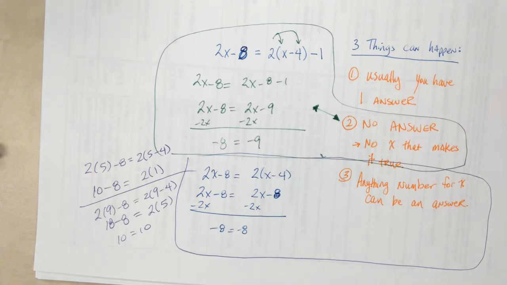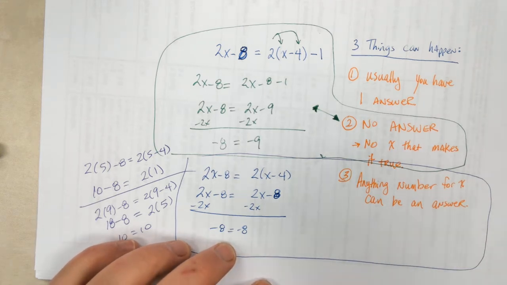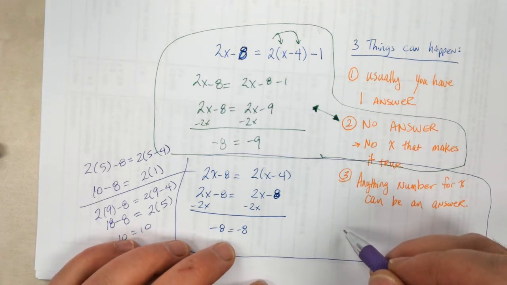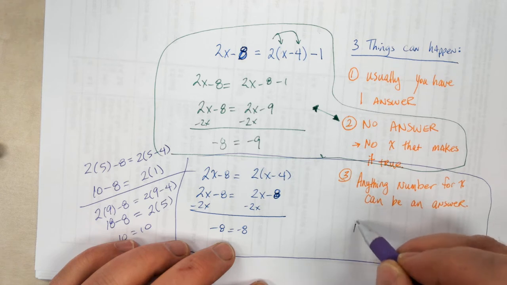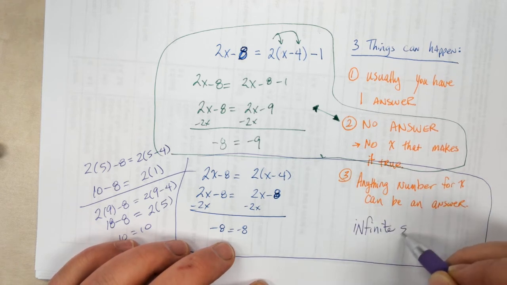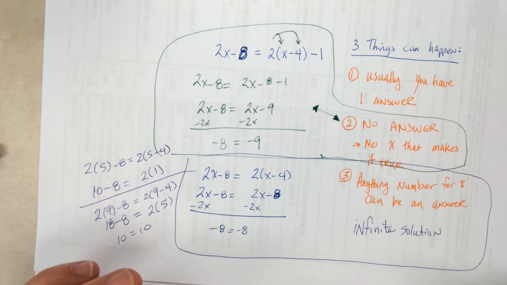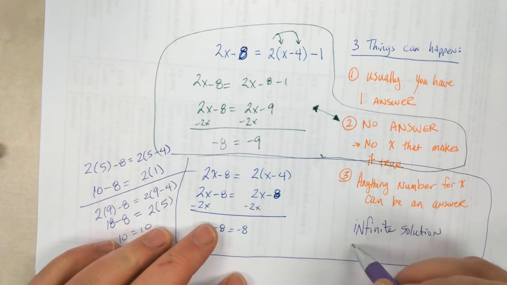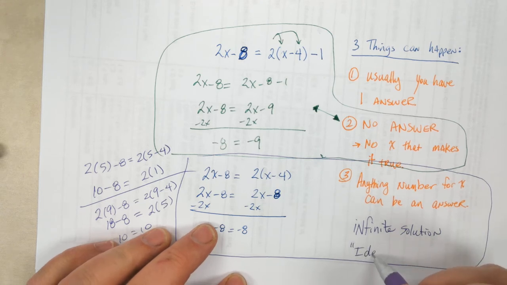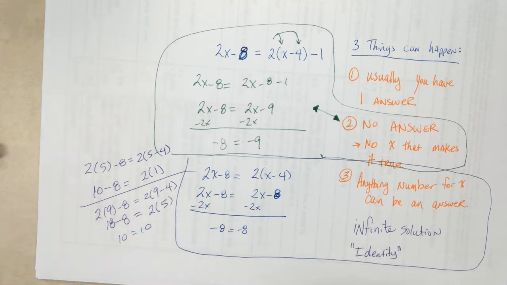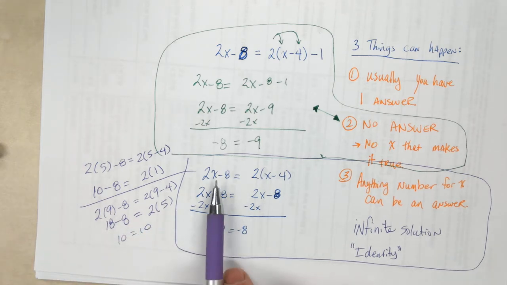So there's no single answer. X can be anything. So the way you say that, in this class, you could just say infinite solutions. Infinite means there's many. It keeps going. Another way that people sometimes say this is they call it an identity, which means it is what it is. Like, your identity is who you are. And what that means is this is the same as that. That's all it means.